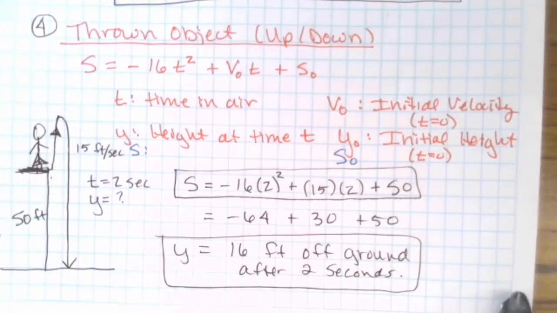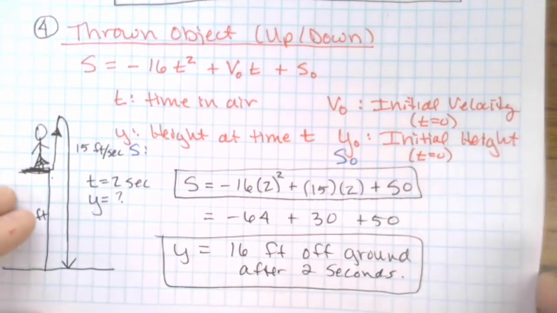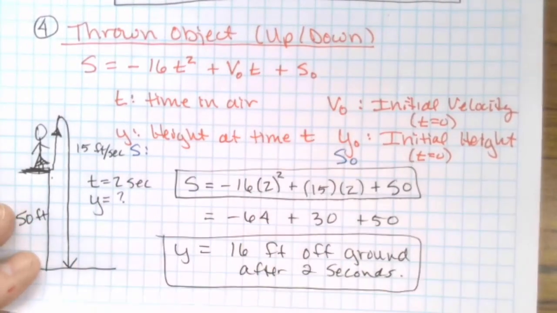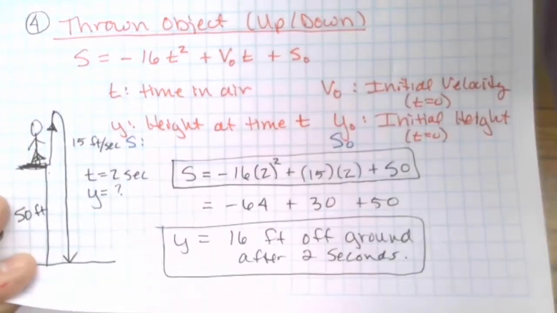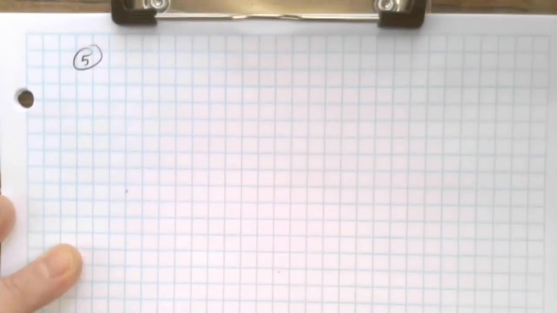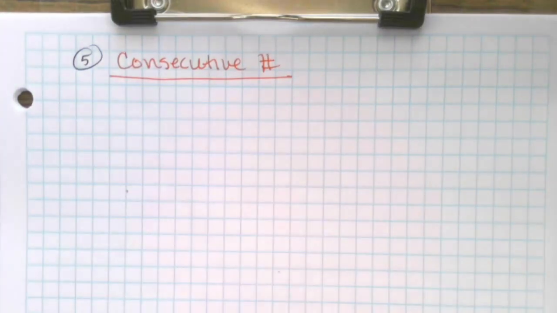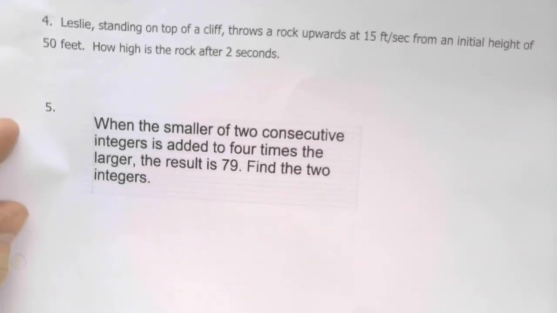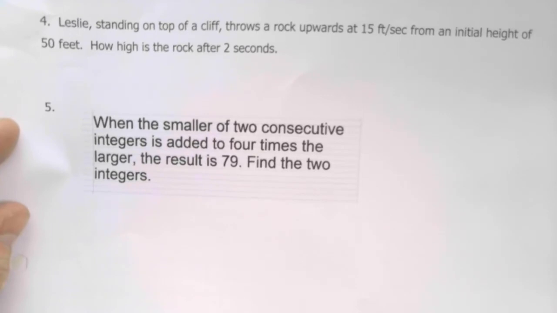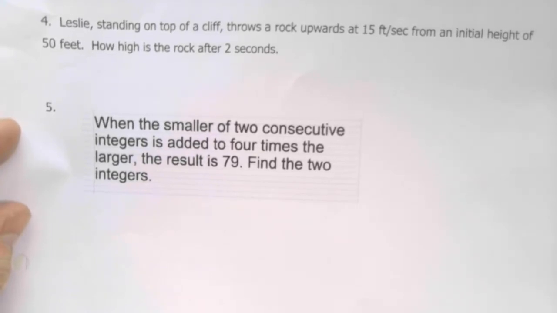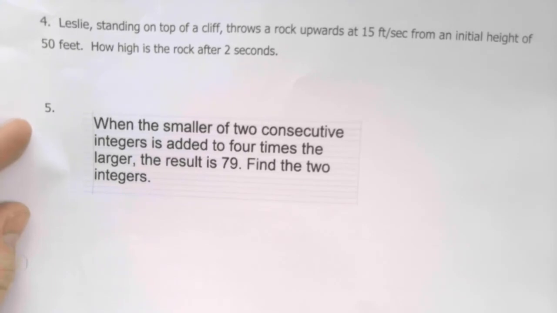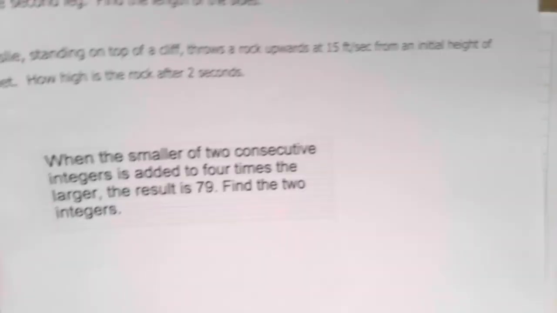So really important is this thrown object formula. And it doesn't change unless you're throwing an object at an angle, and we'll do that later in the year. Okay, last one. Question number 5. And this is a style of question we've done before. This is one of those consecutive number questions. And it says, when the smaller of 2 consecutive integers is added to 4 times the larger, the result is 79. Find the 2 integers.